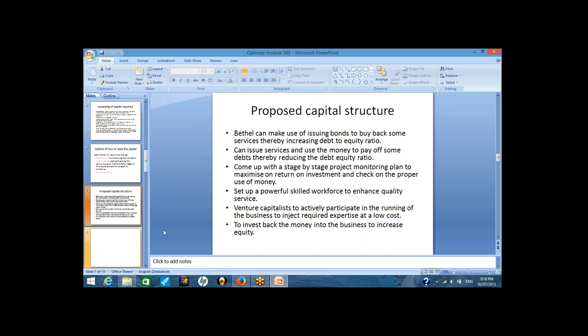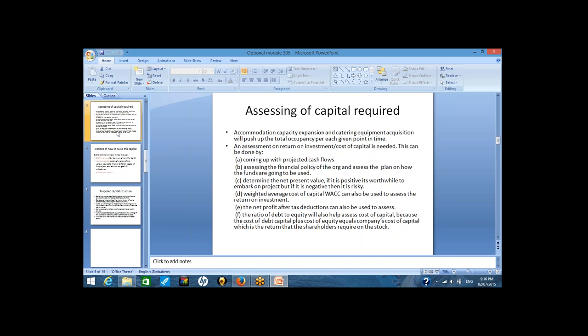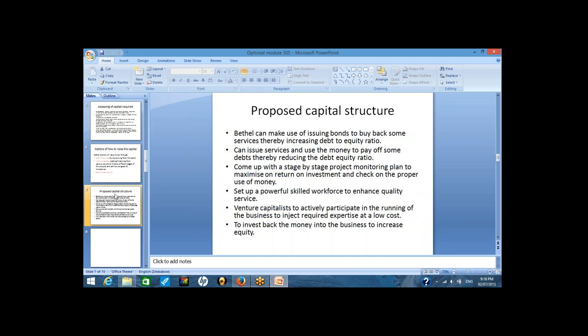My question was going to be on that slide on assessing the capital required, but Mary, you then explained that we had to actually put down the calculations, because I thought it was too academic, and I would have thought that there would be some calculations. So you covered that. But then on the proposed capital structure, you're including the issue to do with skilled workforce. I'm not too sure I understand the link between that HR aspect and the proposed capital structure, where you're saying you'd like to set up a powerful skilled workforce.